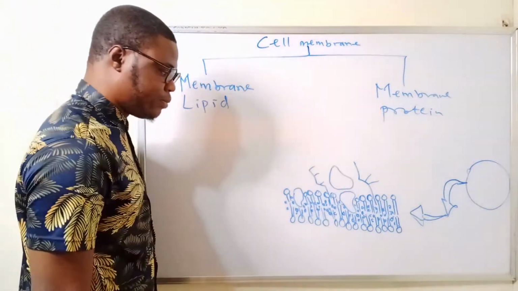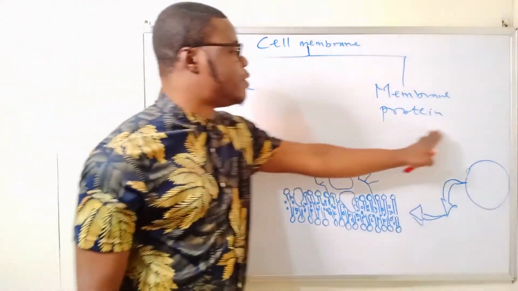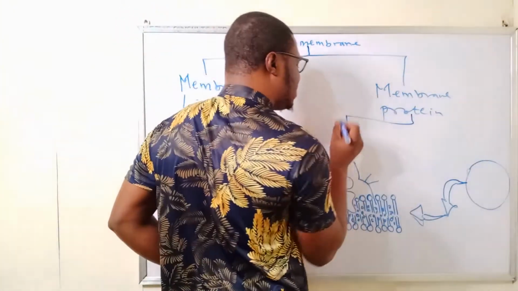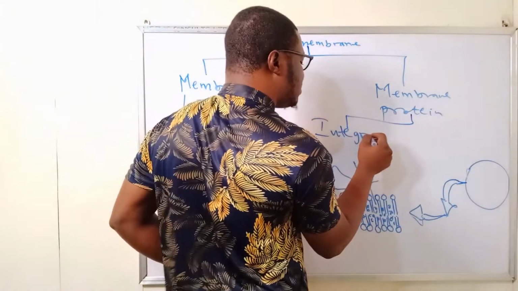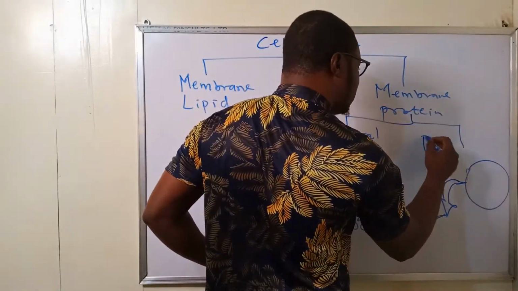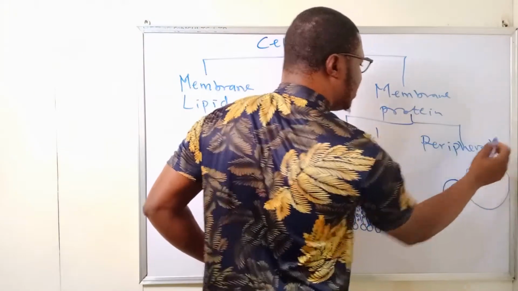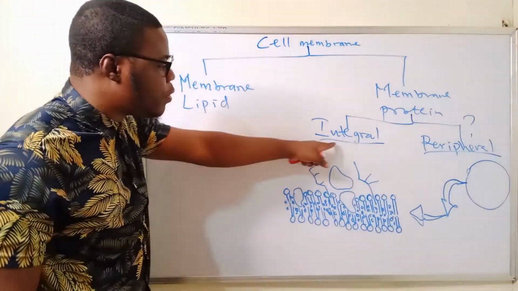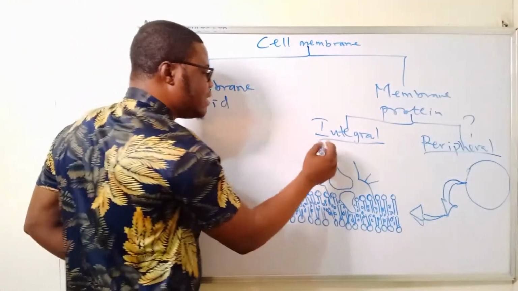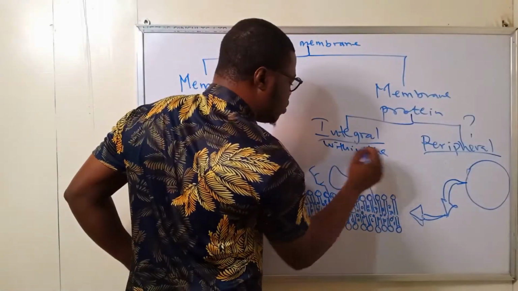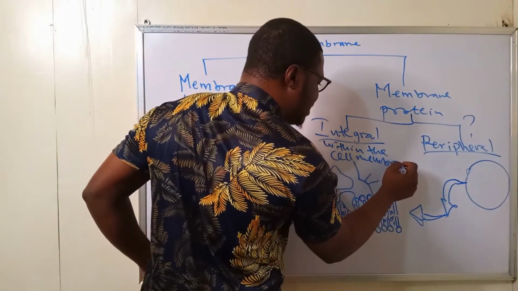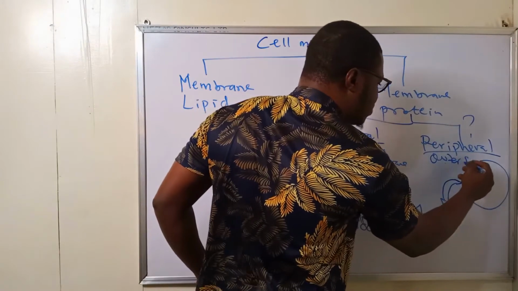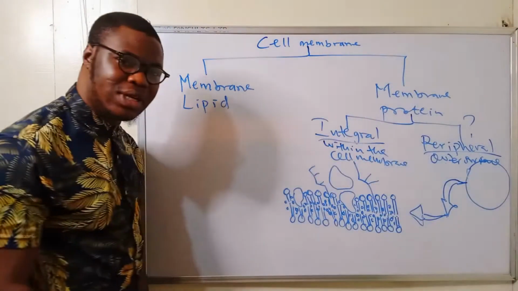Now, let's start. We said membrane lipid and membrane protein. We have two types of membrane protein. The first one is called the integral protein, and the second one is called the peripheral protein. The integral proteins are the proteins that are found within the cell membrane; that is, they protrude, they project into the cell membrane. While the peripheral are found on the outer surface of the cell membrane. As simple as that.